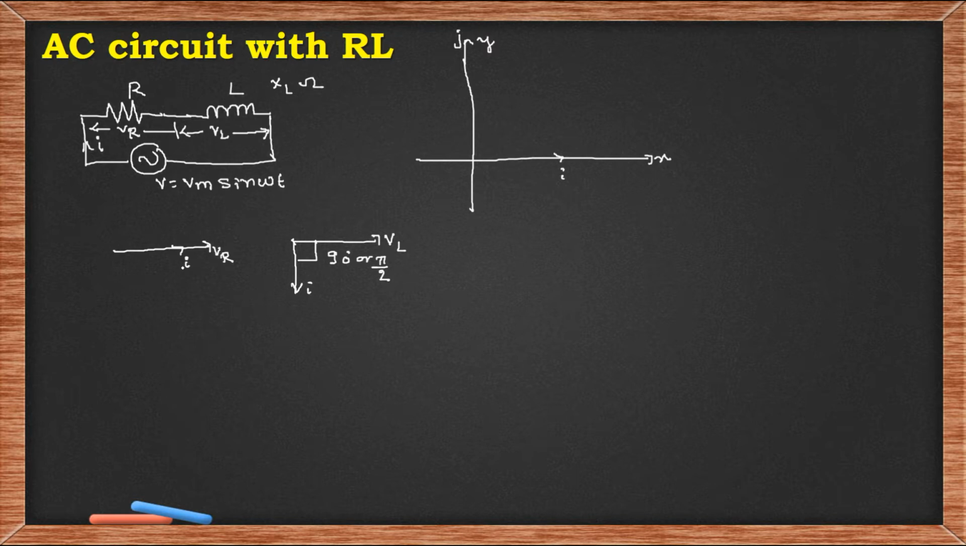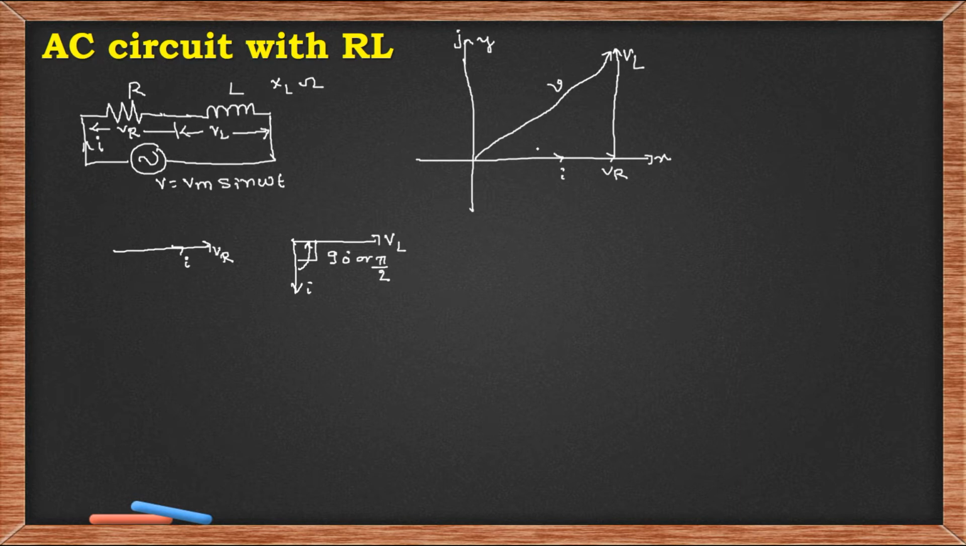From this phasor diagram, the voltage drop across the resistor and the current are in the same phase. In the second diagram, VL was the reference and therefore the current lags. If the current is the reference, then the voltage leads by 90 degrees or pi by 2 radians. So let us draw VL, which leads by 90 degrees because current is the reference. The resultant of these two gives the applied voltage V.